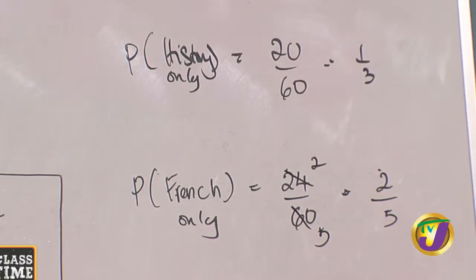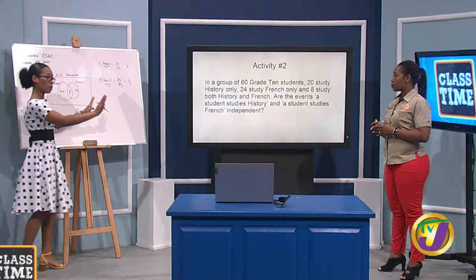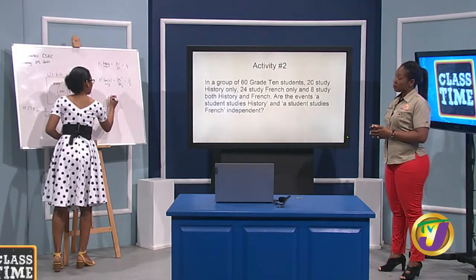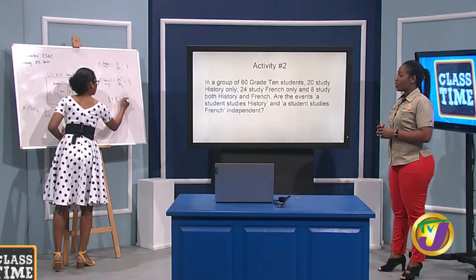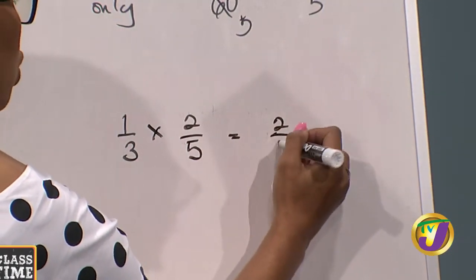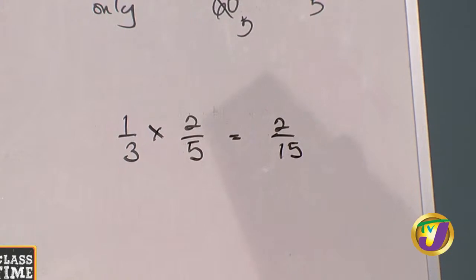So history only, the probability of a student studying history only, 1/3. The probability of a student studying French only, 2/5. Now remember, if the events are independent, when we multiply them, we're going to see what's taking place here. So let's multiply them now. It would be 1/3 multiplied by 2/5, which gives us 2 out of 15.